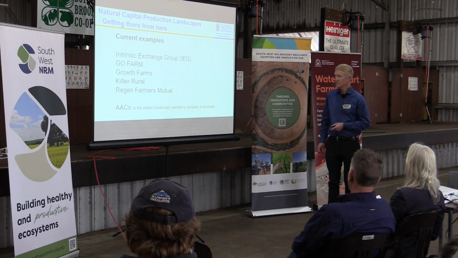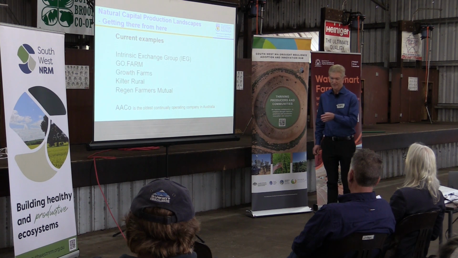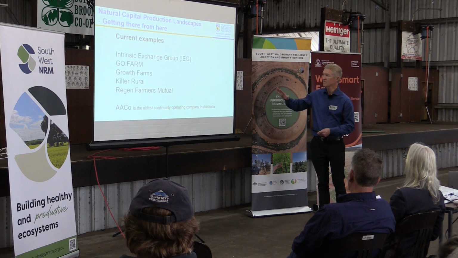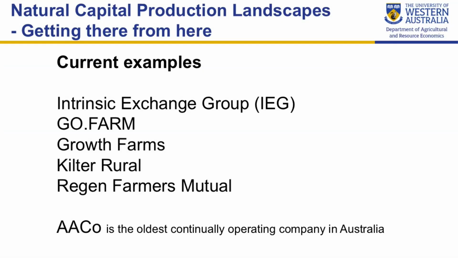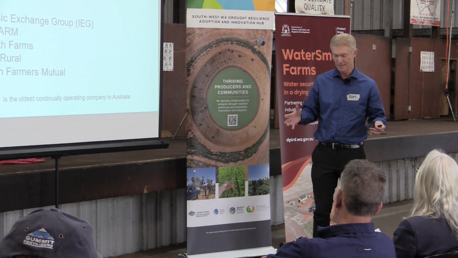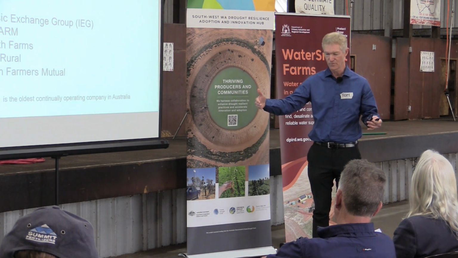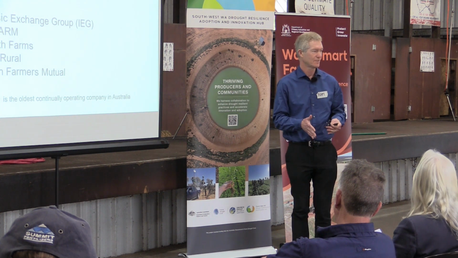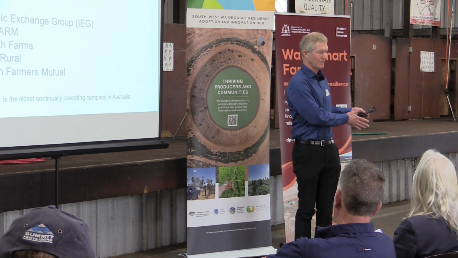Some current examples. If we want to consider how we could get to this concept of a natural capital production landscape as an equity type structure, some of the examples that I can cite are Godot Farm and Growth Farms. Two of the organisations that we've already spoken to are already doing this sort of thing. They basically will buy a farming business and landscape, and then transition it towards a natural capital improved environment with a business case that doesn't, interestingly, just rely on carbon credits. That's a nice to have.